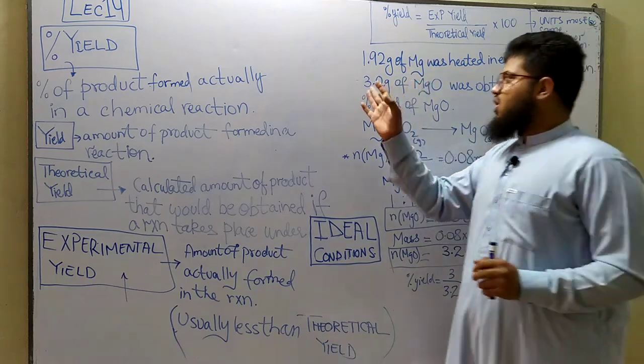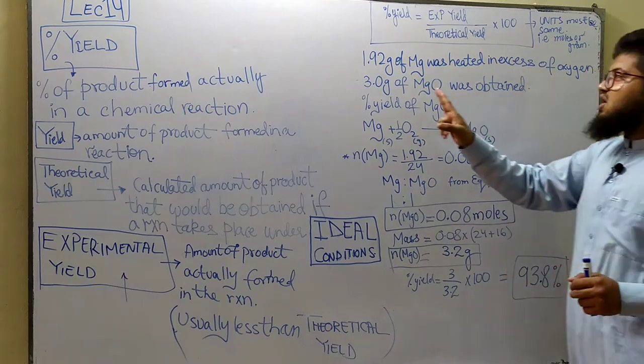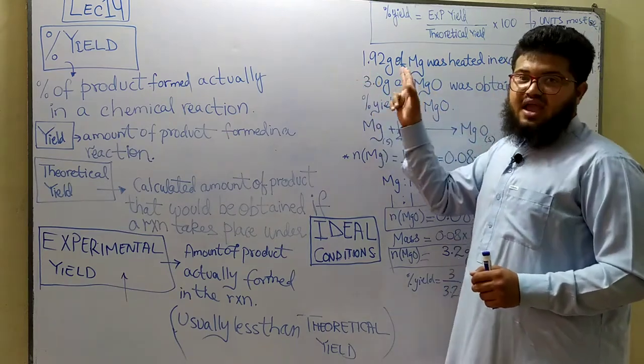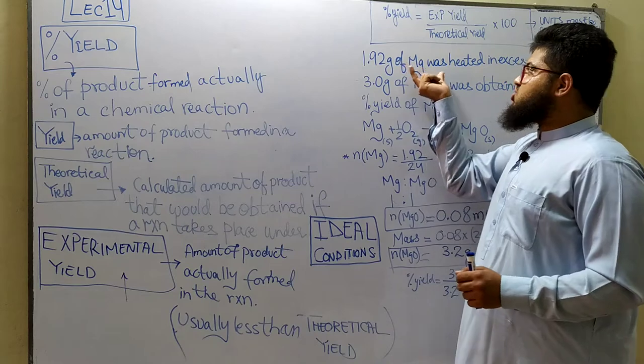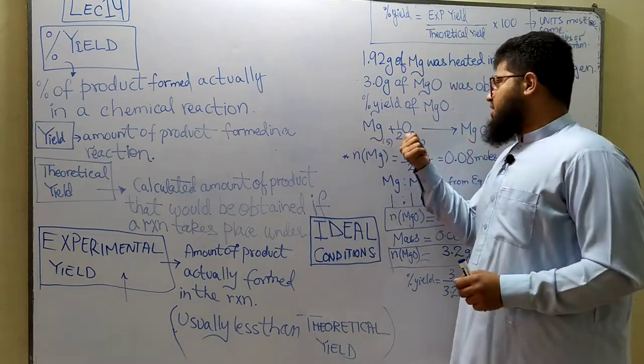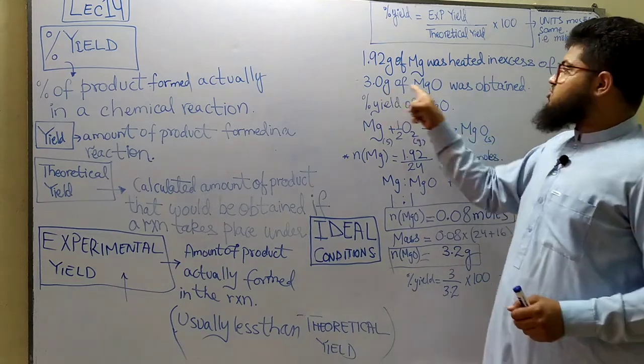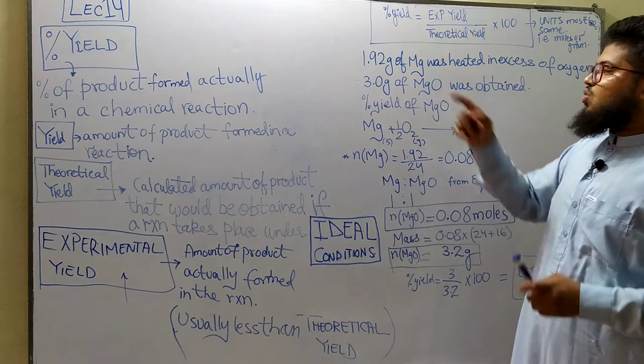Now let's read through the question. 1.92 grams of magnesium was heated in excess supply of oxygen. So we are reacting this many grams of magnesium with oxygen. This is the reaction. So magnesium is combining with oxygen and you are expected to get magnesium oxide. 3 grams of magnesium oxide was obtained. What is this?